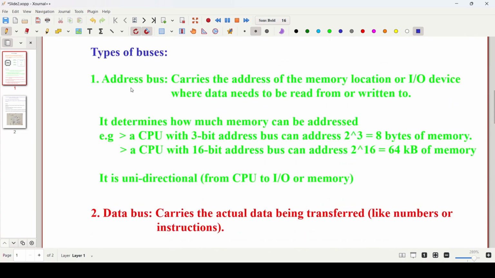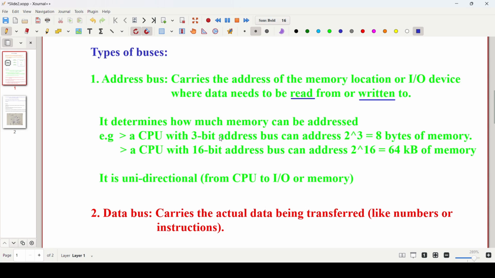The first one is the address bus. As the name suggests, it carries the address of the memory location or the input output device where the data needs to be read from or written to by the CPU. It determines how much memory can be addressed by the CPU. For your understanding, I have taken two examples here: one with a 3-bit address bus and the second one with a 16-bit address bus.